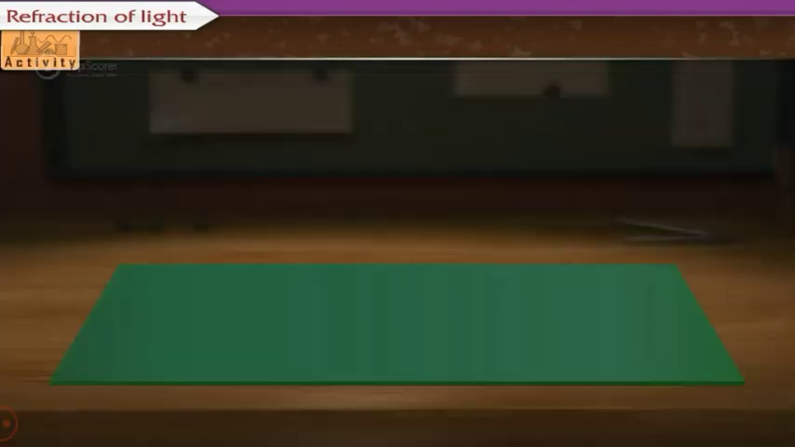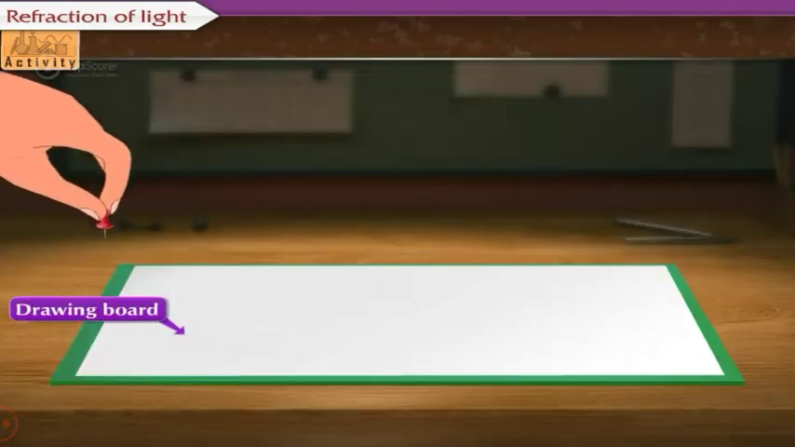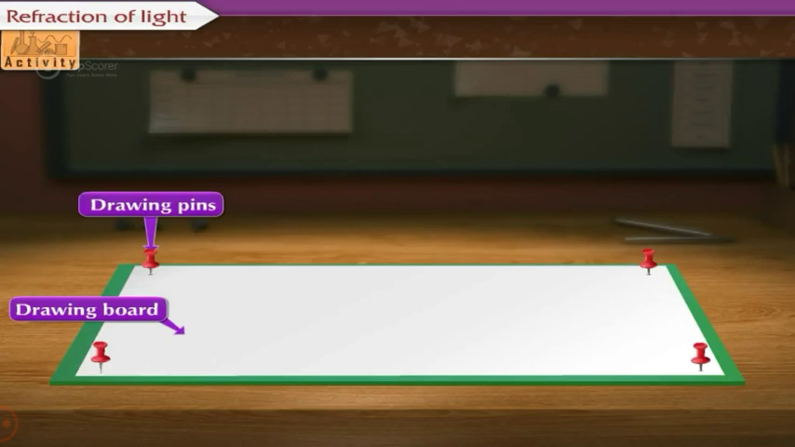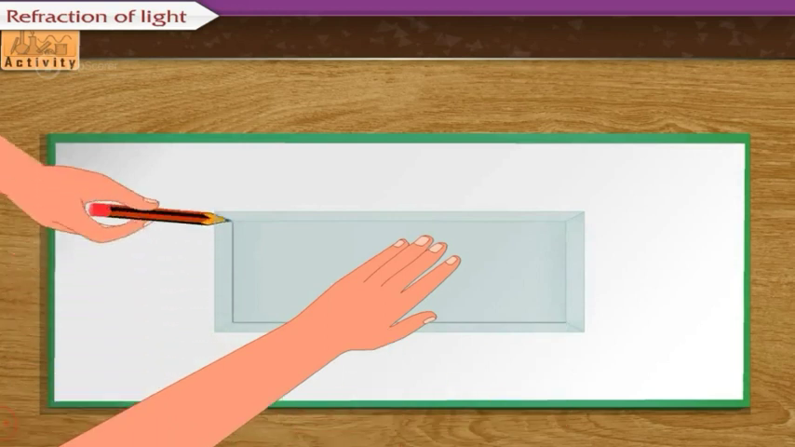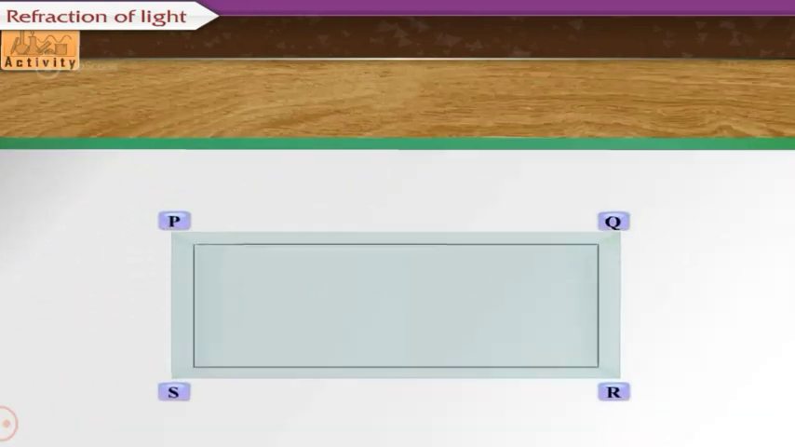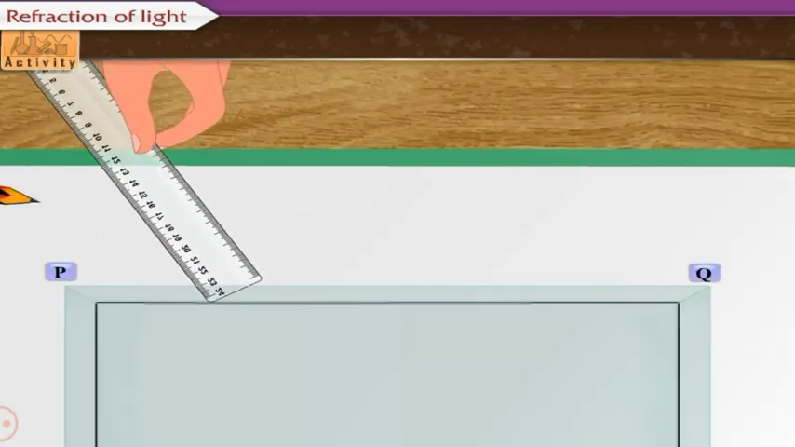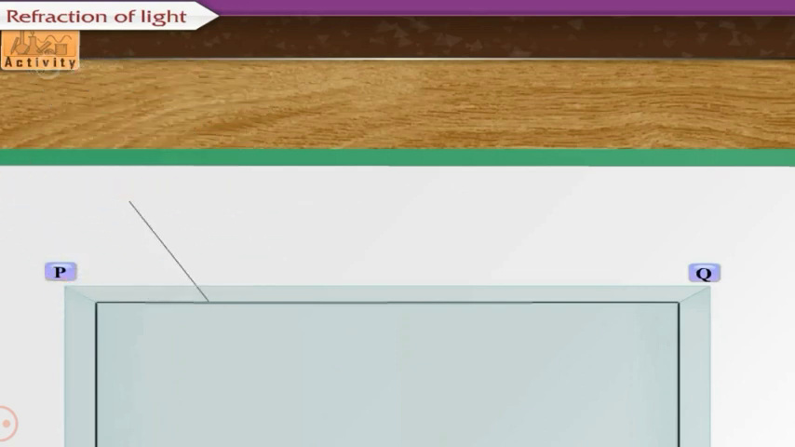Let us first fix a white paper on the drawing board with the help of drawing pins. Now, keep a glass slab on the paper and draw its outline PQRS. Let us now draw an inclined straight line on the side of PQ in such a way that this line intersects PQ at N.